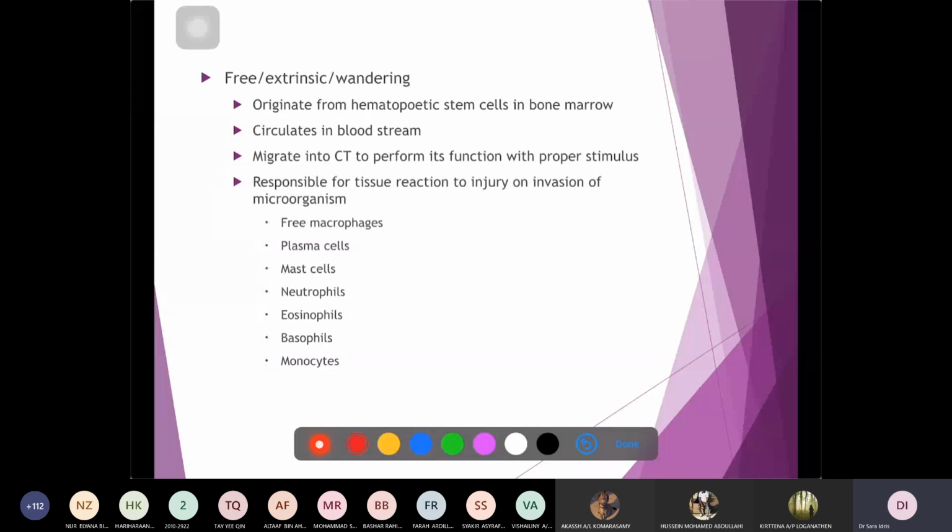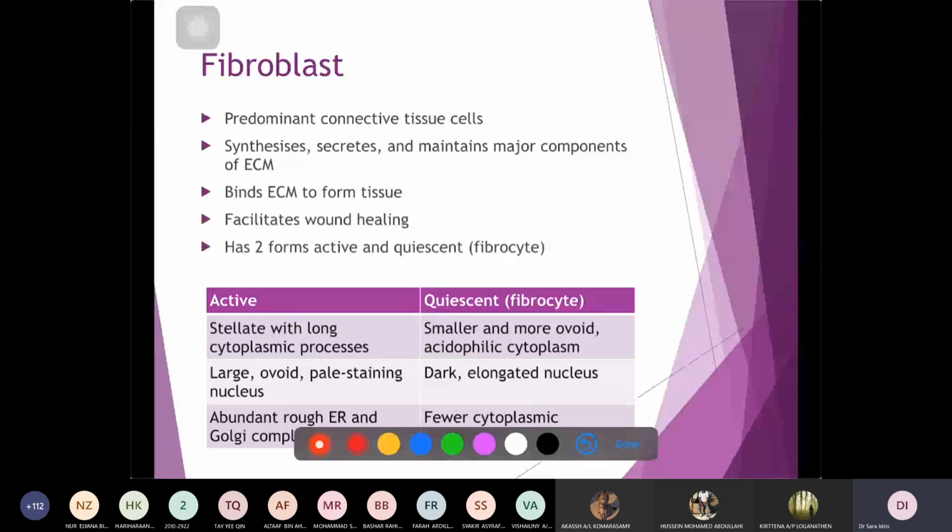Okay, so it's sort of like a policeman that's doing its round. When you have a problem, they will go to the certain area and perform their function. Okay, so there are certain types of free or wandering cells that you have. You have the free macrophages, plasma cells, mast cells, and then all the four below that will be part of your white blood cells: neutrophils, eosinophils, basophils, and monocytes.